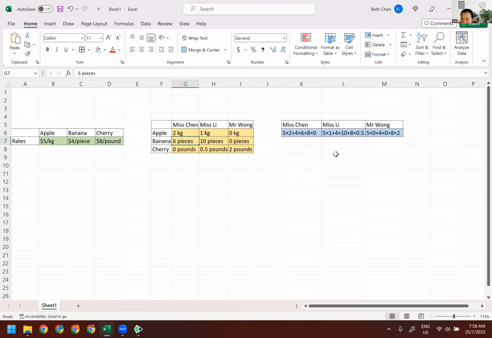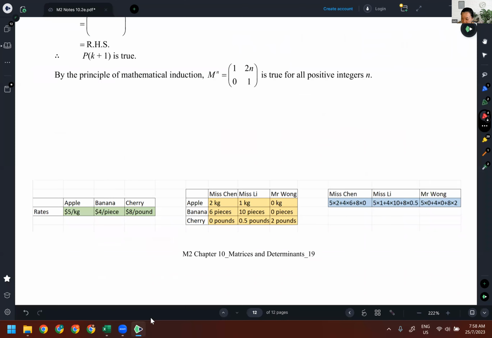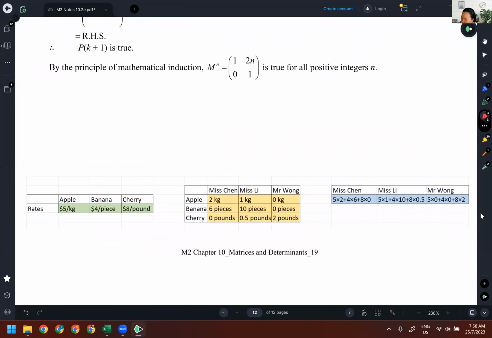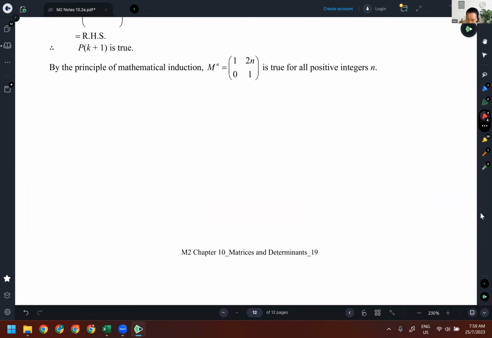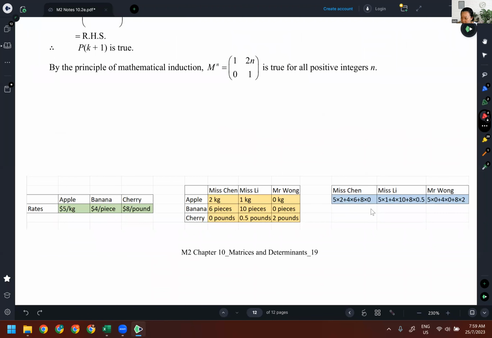Now, let's look at what if we multiply them? What do you get? Because I need to annotate, I changed to this. No, it's the same. Now, what if I multiply this row to this column? I will get this value for Miss Chen. What does that mean? 5 times 2 plus 4 times 6 plus 8 times 0.